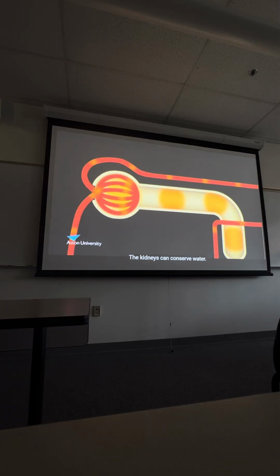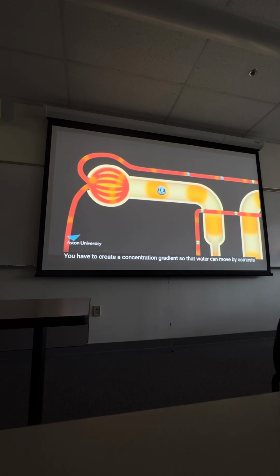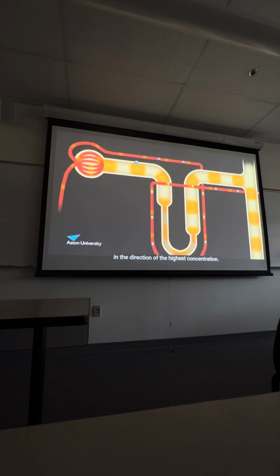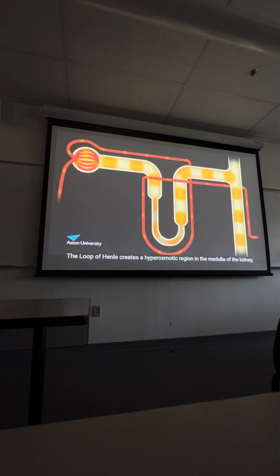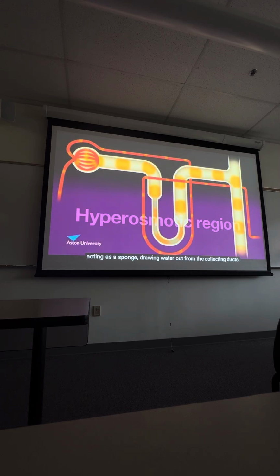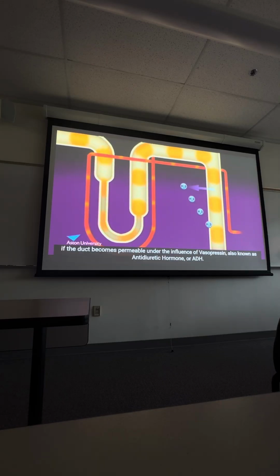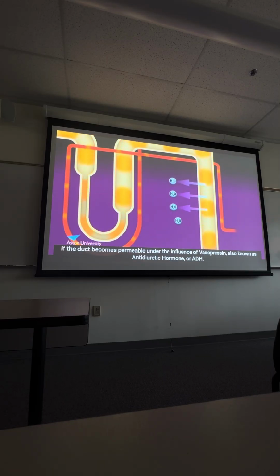The kidneys can conserve water. The only way that the body can move water is by moving sodium chloride first. You have to create a concentration gradient so that water can move by osmosis in the direction of the highest concentration. The loop of Henle creates a hyperosmotic region in the medulla of the kidney, acting as a sponge, drawing water out from the collecting duct, if the duct becomes permeable under the influence of vasopressin, also known as antidiuretic hormone, or ADH.